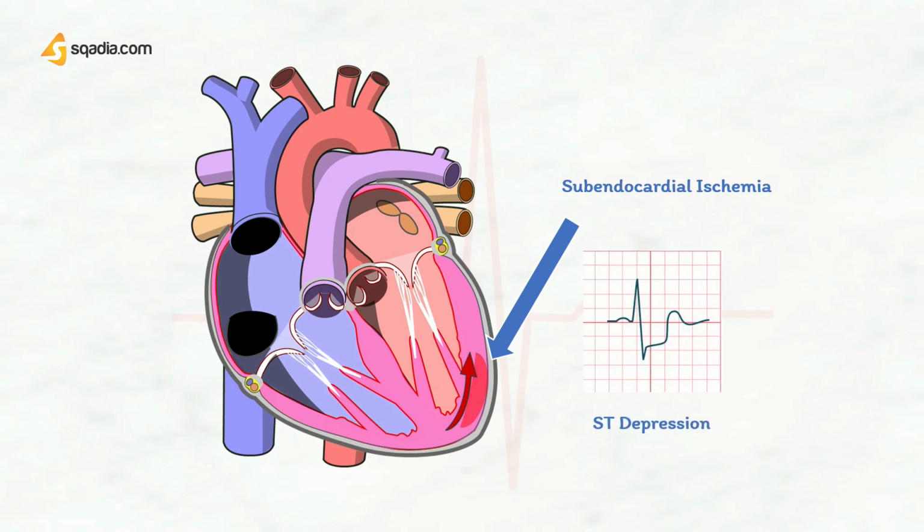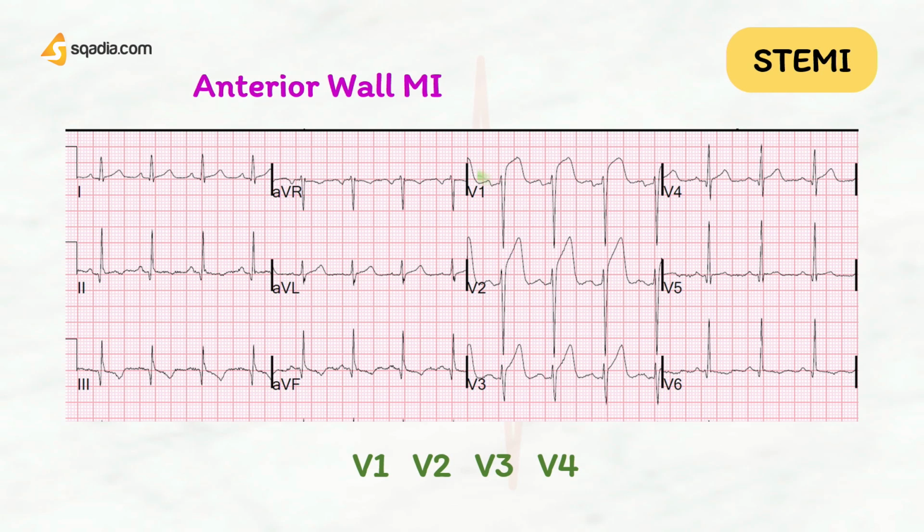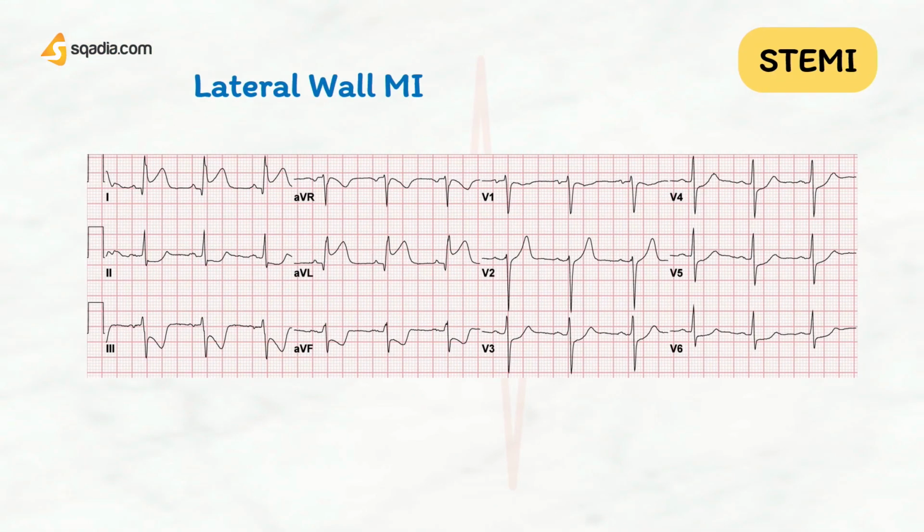And we can use the leads on the ECG to determine where the ischemia is. When the anterior wall of the left ventricle is ischemic, we see ST elevations in leads V1, V2, V3, and V4. When the lateral wall of the left ventricle is ischemic, we see ST elevations in the lateral leads, which are lead 1, AVL, V5, and V6.